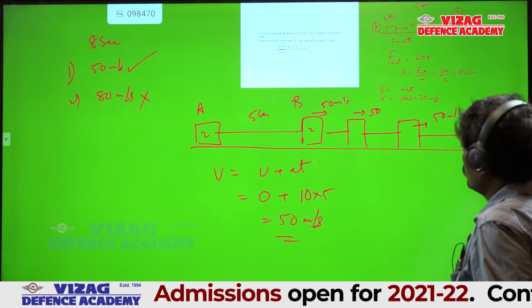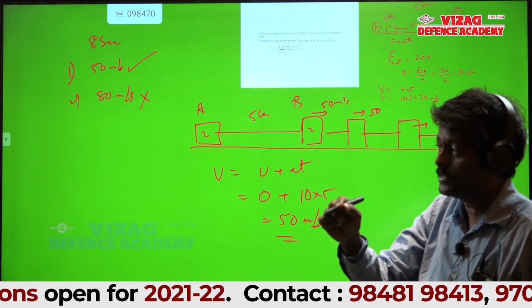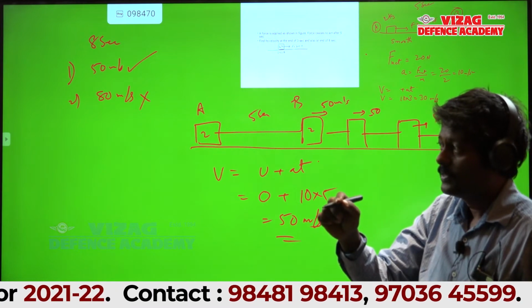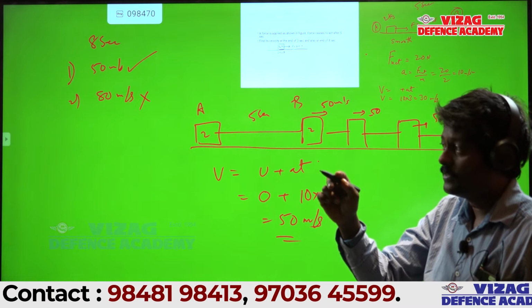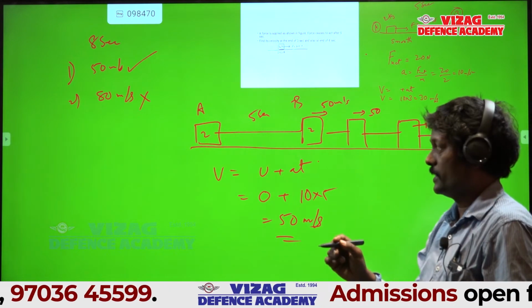And that 50 continues. But what did we get at the end of 3 seconds? 30 meter per second.